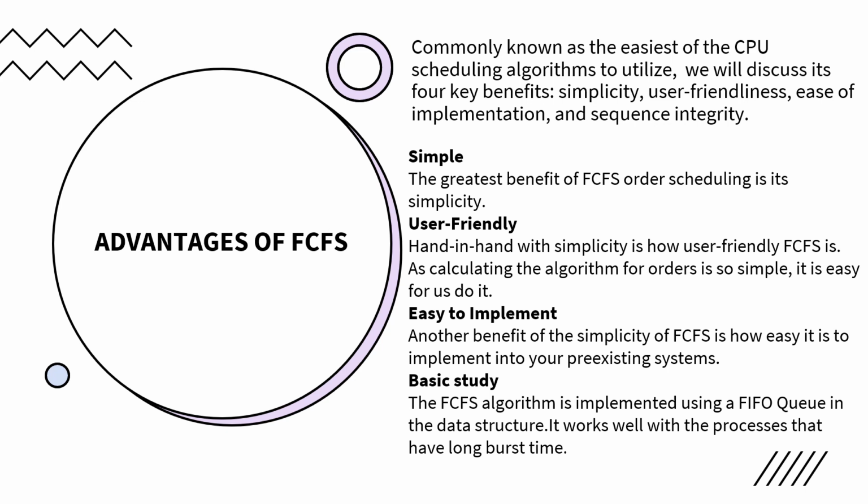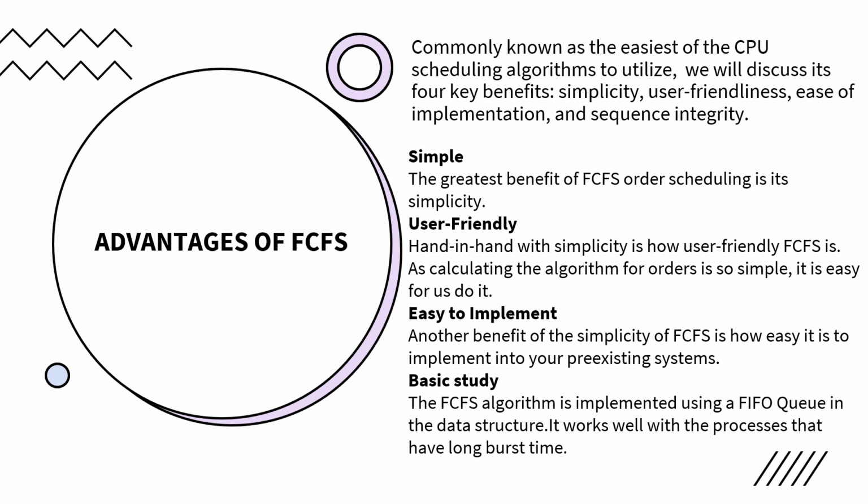Commonly these kinds of CPU scheduling algorithms are used to give the first preference to the first prioritized person. Let's see some key benefits I have displayed there: simplicity, eco-friendliness, which I mentioned before in the slides, ease of implementation, and sequence integrity, meaning they are arranged sequentially.